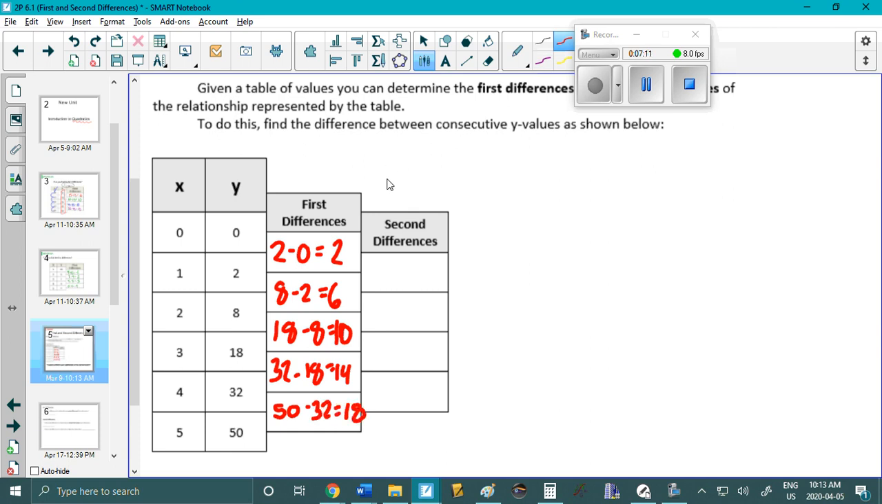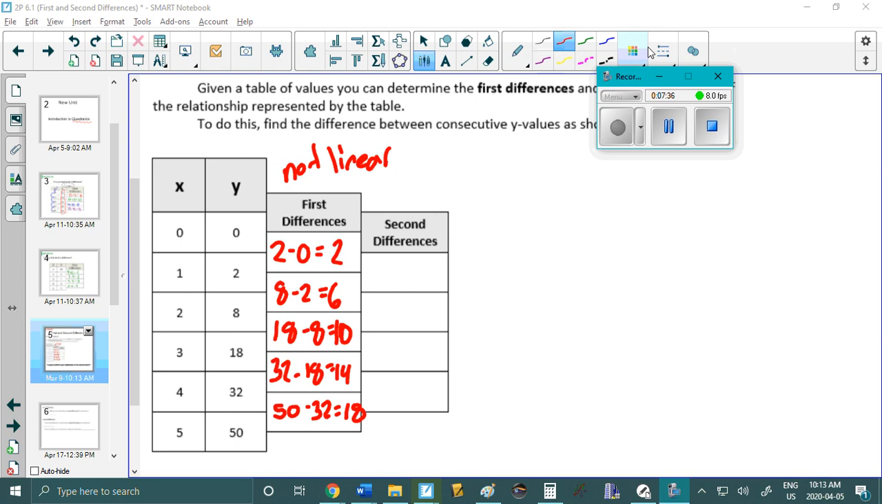Okay, so the first thing you should probably notice, the first differences are not the same. This is not linear. But there's this whole other column here for second differences. And for the second differences, what I want you to do is do the same thing you did here, but instead of using these numbers, use these new numbers. Use those first differences to find the second. Just to get you started, I will do one.